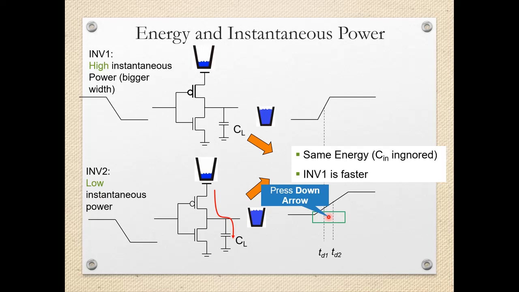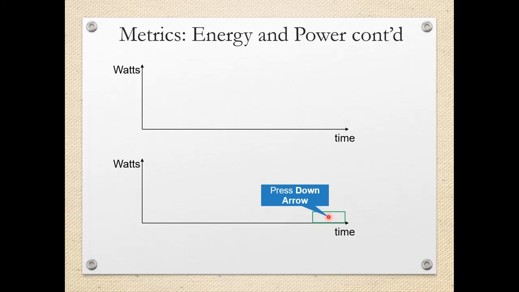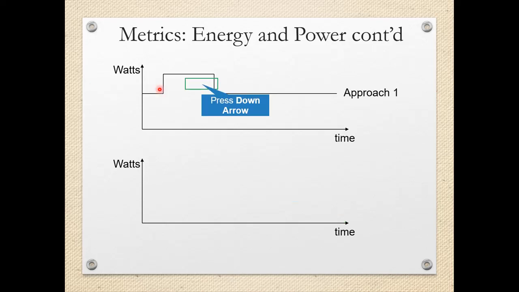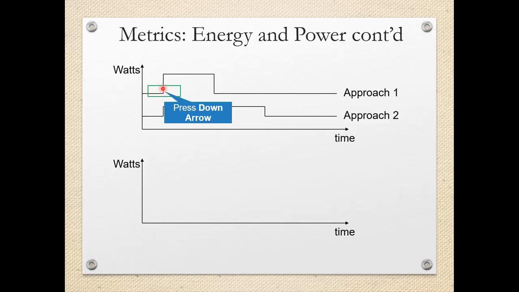Now if for this circuit I try to plot the curve for watt and time, how will it appear? For the first inverter, the waveform will look like this. When the P MOSFET is on, this is the energy which will be consumed, and this is the graph for the second one. It will also consume the same energy, but it will take more time.